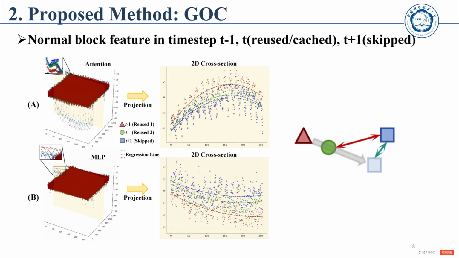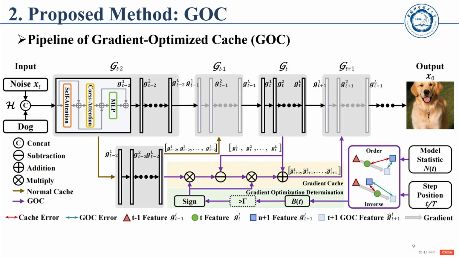As shown in the left figure, traditional methods directly replace the blue part with the green part, which leads to certain errors. As shown in the right figure, the original error is represented by the red arrow. By using gradients, we can convert this error into a shorter green arrow, thereby reducing caching errors. The figure below shows the pipeline of GOC. The brown arrows represent the traditional naive cache, and the purple arrows represent GOC.